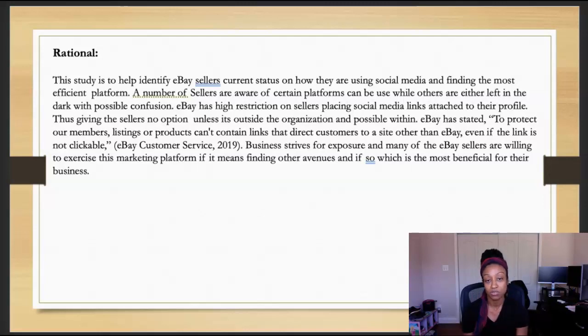eBay has stated, quote, "To protect our members, listings or products can't contain links that direct customers to a site other than eBay, even if the link is not clickable," end quote. Businesses strive for exposure, so many of the eBay sellers are willing to exercise this marketing platform, even if it means finding other avenues. If so, which is the most beneficial for their business?